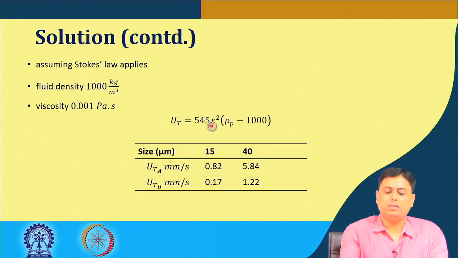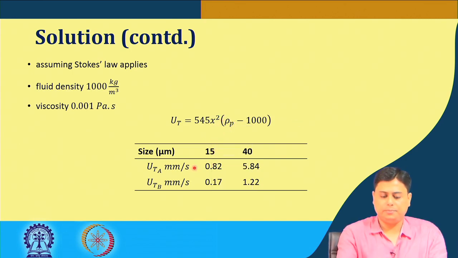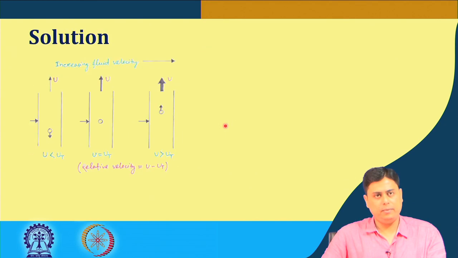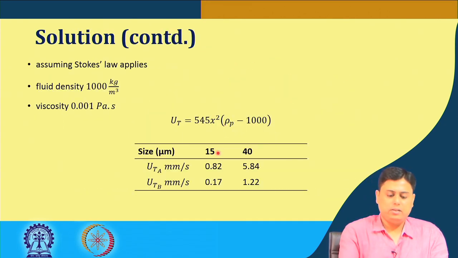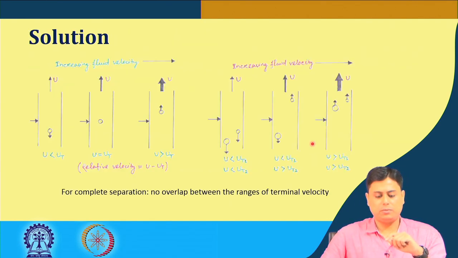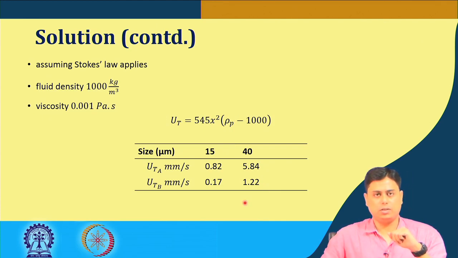We replace x with 15 micron and rho p as 7700, so we get this value, and then we use x as 40 micron and 7700, and we get this value. Similarly, for x is 15 and material B with 2700, we use this expression and we get the value 0.17. Again, x is 40 and 2700, we get this expression.